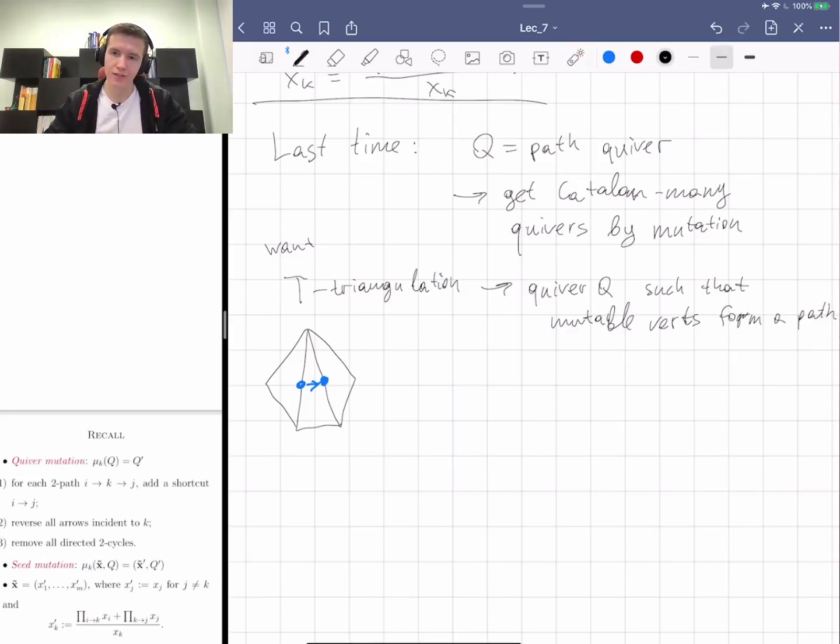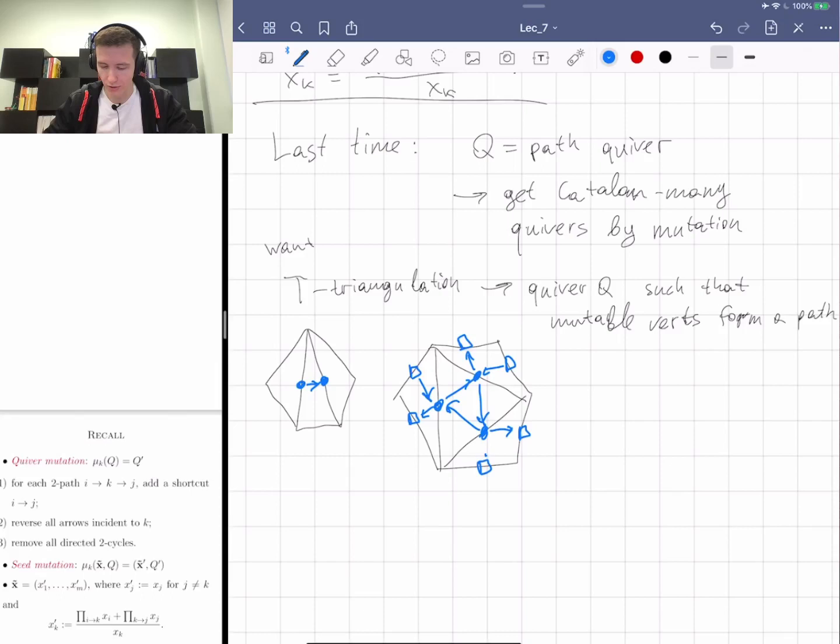Okay. Yeah, thank you, that's right. So if I have a triangulation like this, then I put a mutable vertex on every diagonal and a frozen vertex on every side, and then I draw clockwise triangles inside every triangle, and I always ignore the arrows between the boundary vertices. So in this case, the mutable quiver is not a path. However, if I choose a different triangulation, maybe it becomes a path.